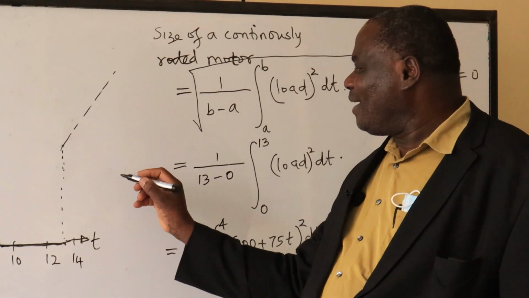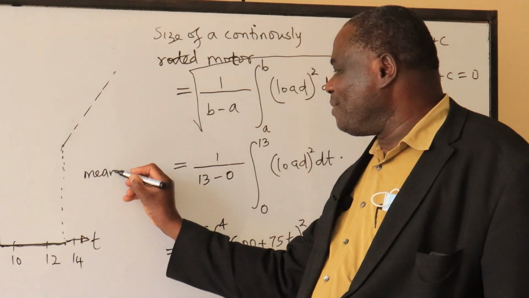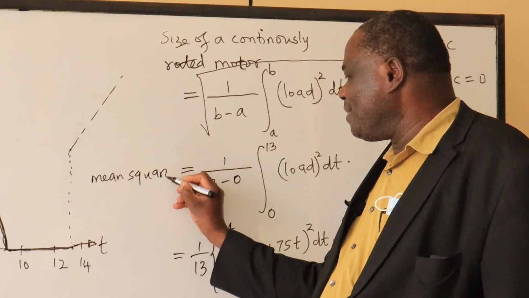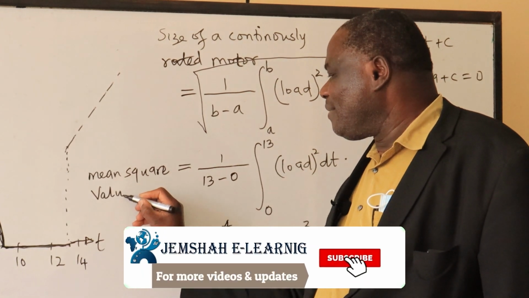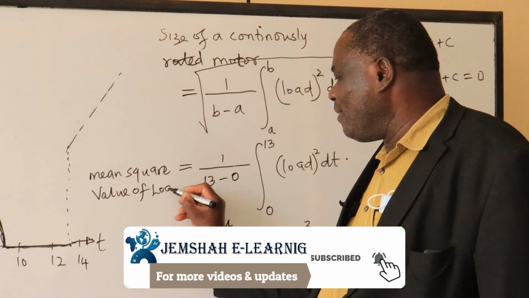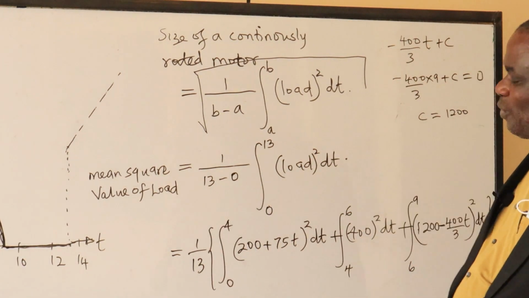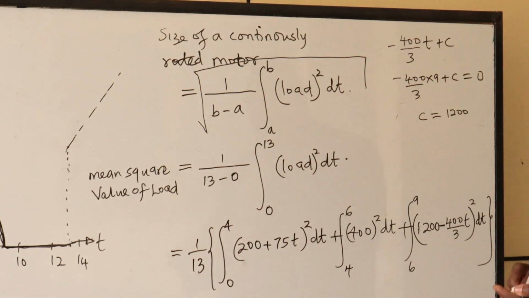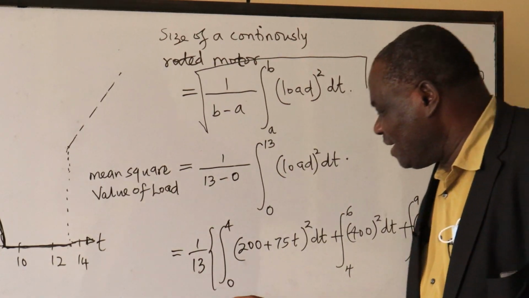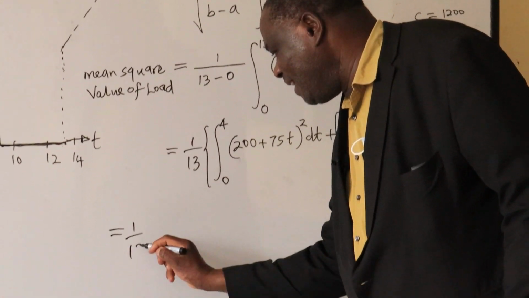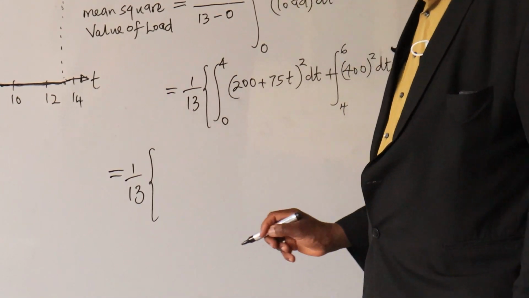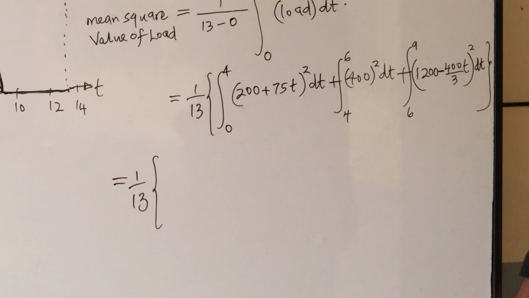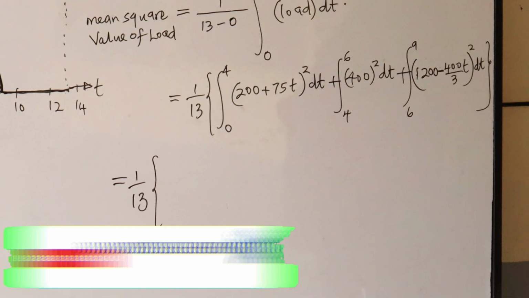So what we got, we can say this is mean square value. We calculate first mean square value of load. First we do the mean square value of load, then later we are going to get the square root. Now let's integrate. This one will be equal to 1 all over 13 into. We are integrating this one.